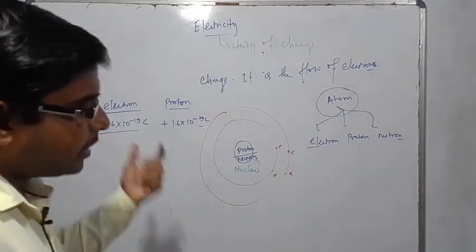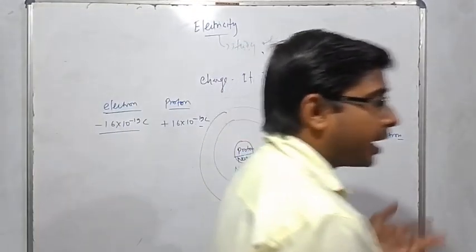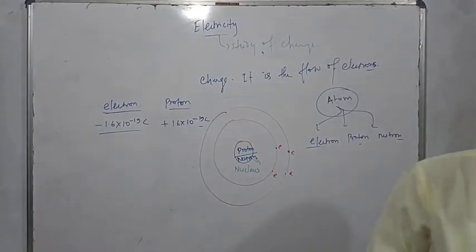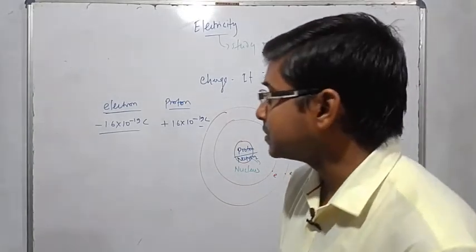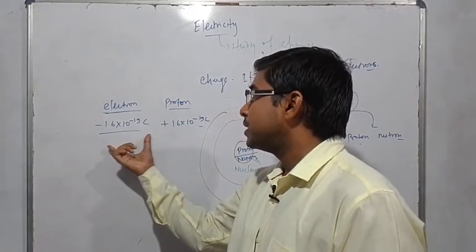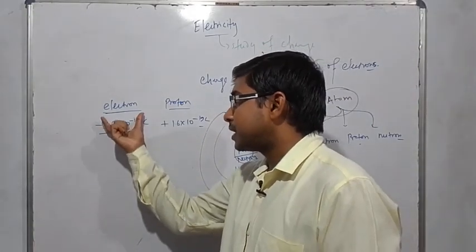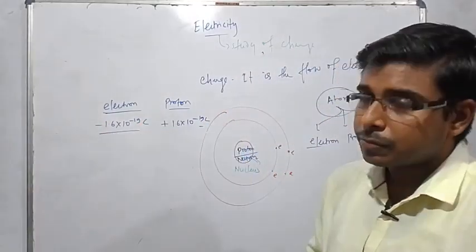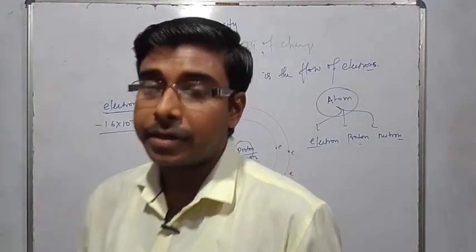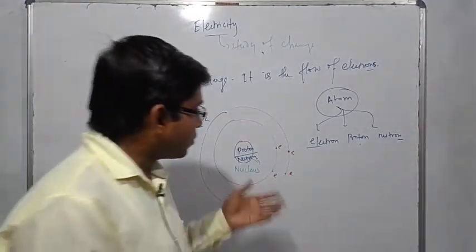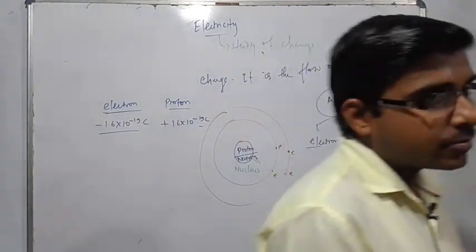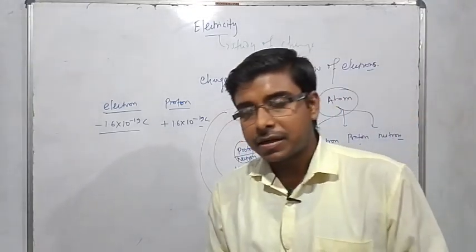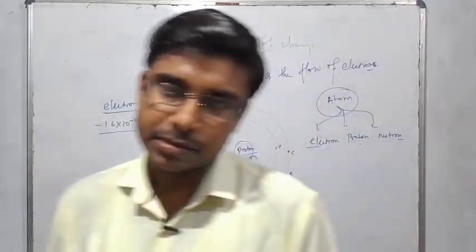So that means all the atoms present in the universe are neutrally charged, meaning they carry zero charge, because the magnitude of the charge carried by the electron and the proton are the same, but they are of opposite nature. So then how does charge flow? How do we say that a body is charged and how do we say that a body is uncharged?